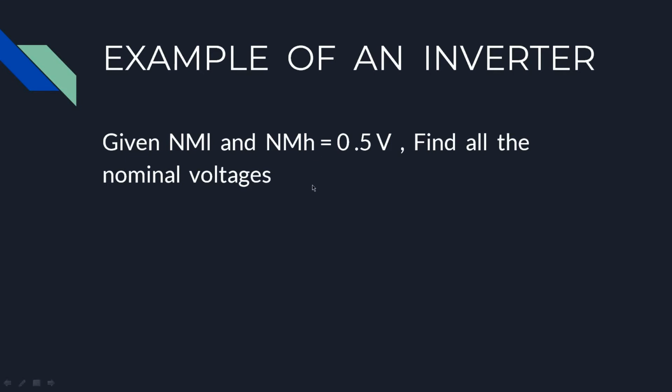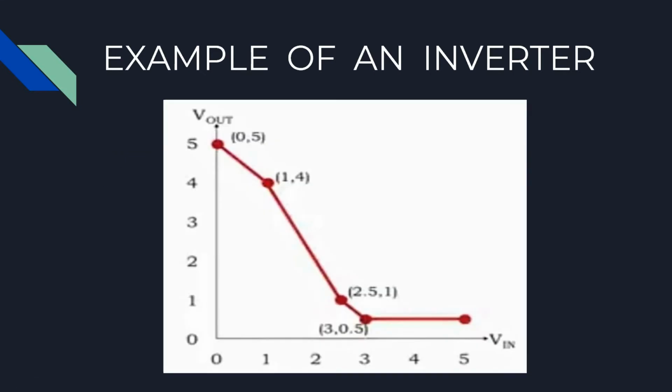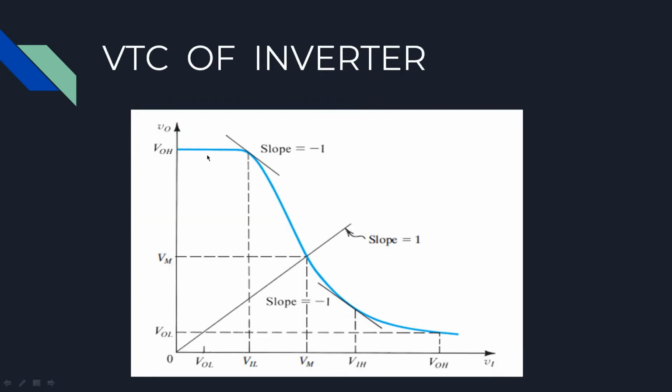First, let us look into the graph which they have given. Okay, this is the graph which they have given, and we need to compare this graph with our original VTC graph. Both the graphs look similar. Okay, let's observe the graph now.